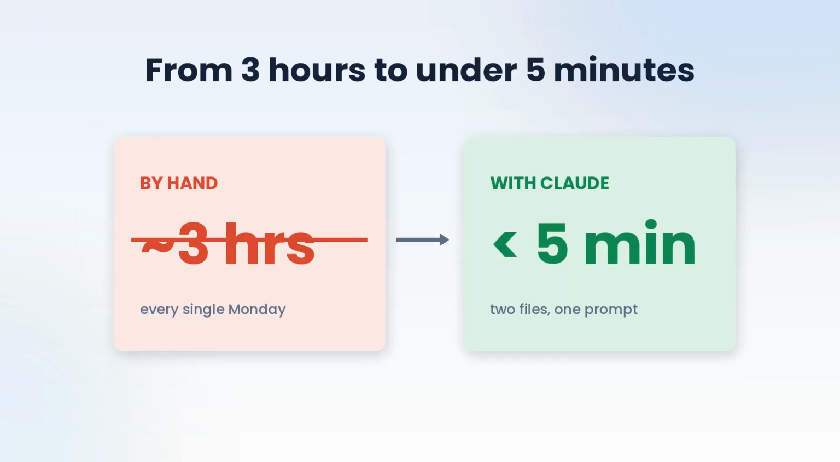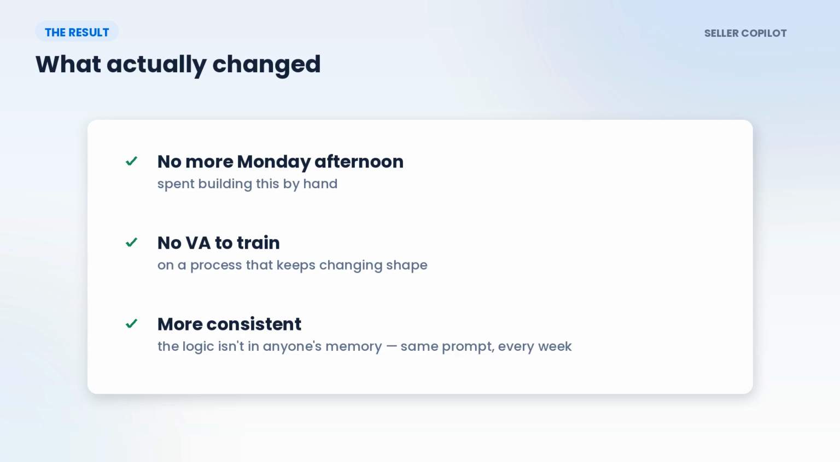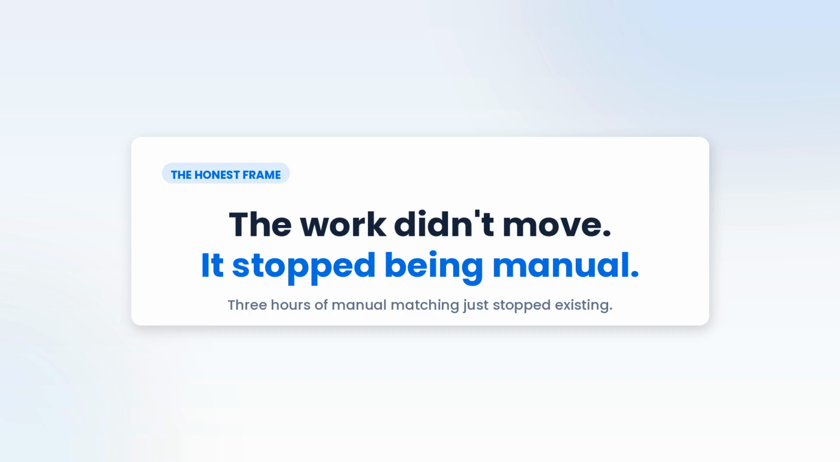So here's what actually changed. No more Monday afternoons spent building this by hand. No VA to train on a process that keeps changing shape, and the report is more consistent because the logic doesn't live in anyone's memory anymore. It's the same prompt every single week. 3 hours down to under 5 minutes, and I want to be straight about that number. The time didn't quietly move somewhere else. The manual work just stopped existing.